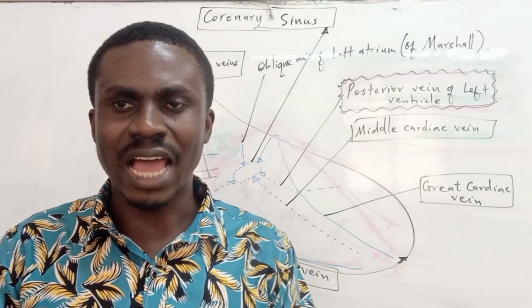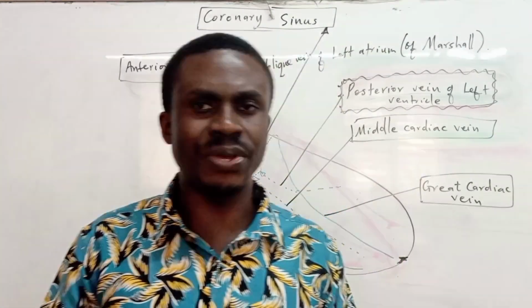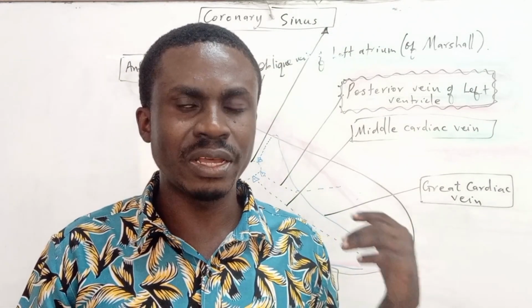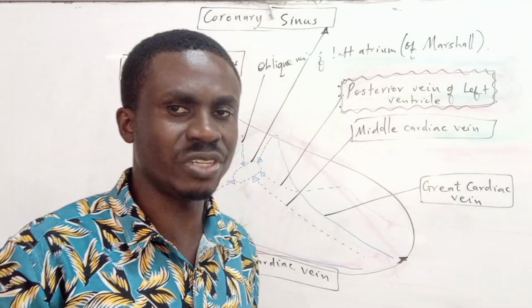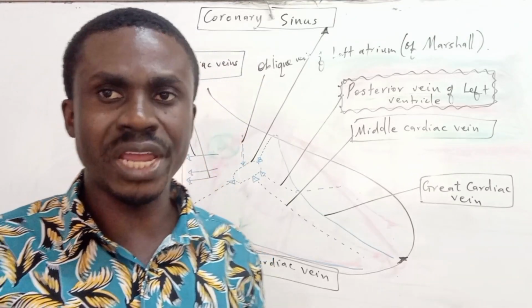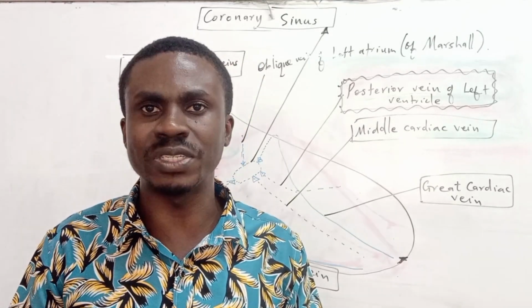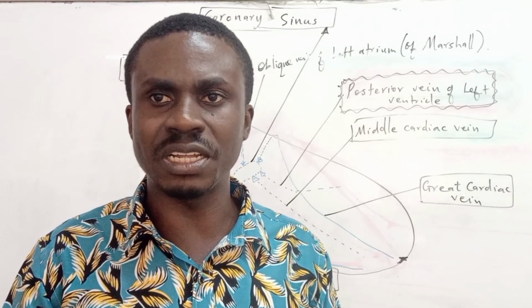So my friends, I believe you've been oriented. When you talk about all these veins, all these arteries, by way of the coronary arteries, by way of tributaries of the coronary sinus, I believe you find this meeting helpful.